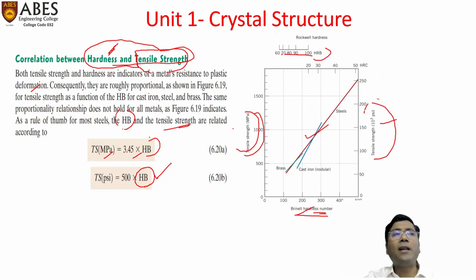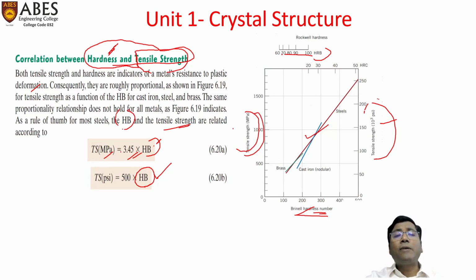If we know the HB value, the Brinell hardness test is very simple, as we have seen. A spherical indenter was used, and the material was either tungsten carbide or hardened steel. So it can be done easily. The readings are taken on a localized flat surface, and after multiplying HB by 3.45, we get the tensile strength of that material roughly in megapascal.